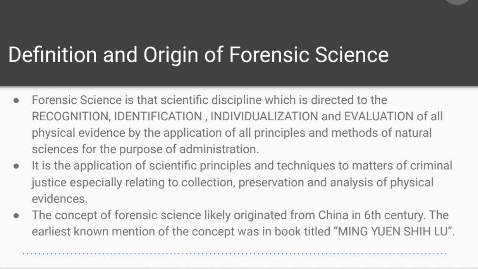Definition and origin of forensic science. Forensic science is that scientific discipline which is directed to recognition, identification, individualization, and evaluation of all physical evidence by the application of all principles and methods of natural sciences for the purpose of administration. It is the application of scientific principles and techniques to the matters of criminal justice, especially relating to collection, preservation, and analysis of physical evidences.